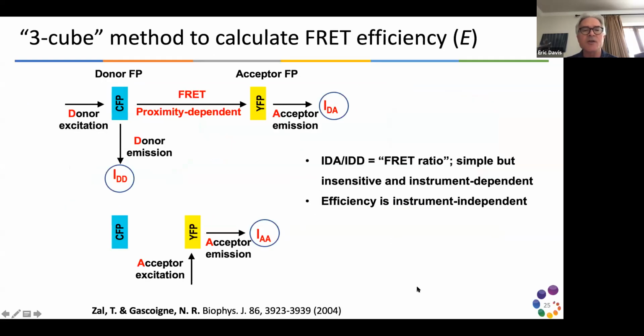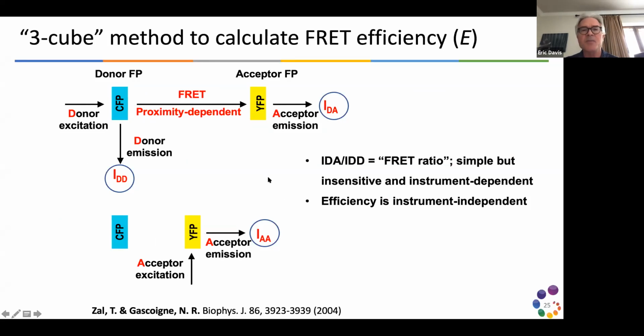And this can be measured with only 3 different channels of fluorescence emission. This is the so-called 3-cube method. It's necessary to measure the emission from the donor after donor excitation, and then also the emission from the acceptor after donor excitation. This is the so-called FRET channel or FRET effect. But it's also necessary to measure the emission from the acceptor when the acceptor alone is excited, in order to be able to make corrections for the abundance of the acceptor.